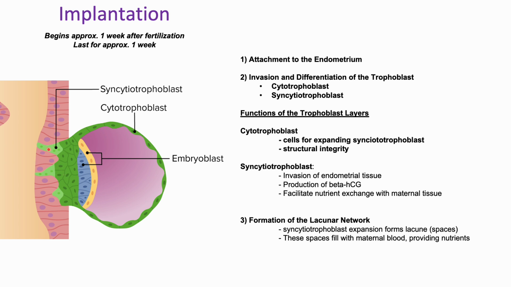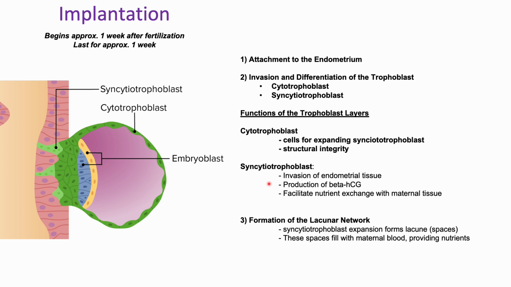The syncytiotrophoblast is what's actually invading into the uterine wall. So the invasion is into the endometrial tissues, and this allows the blastocyst to embed itself deeply into the uterine wall, and it does this by releasing enzymes to aid in the process.